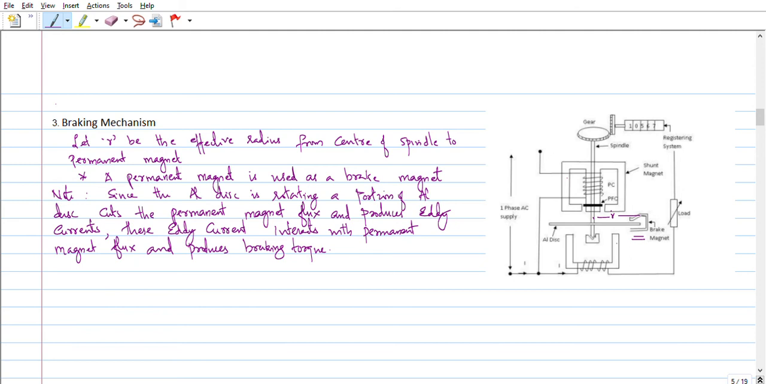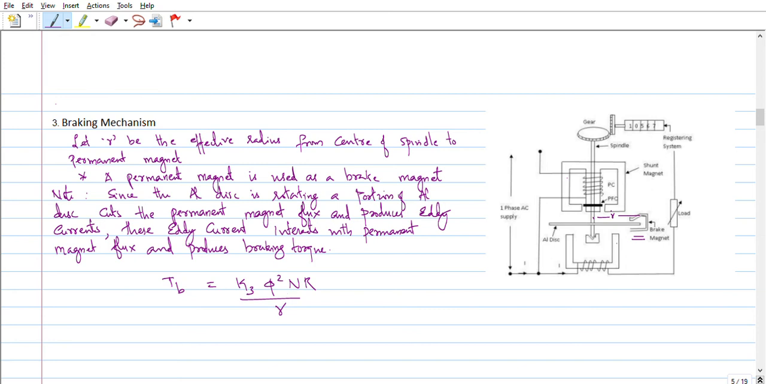When our aluminum disc rotates, a portion of the aluminum disc also cuts the magnetic flux produced by the permanent magnet, and as a result an eddy current is developed. So this eddy current interacts with the permanent magnetic flux and produces a braking torque. So the braking torque TB is equal to K3 phi square N R by small r.